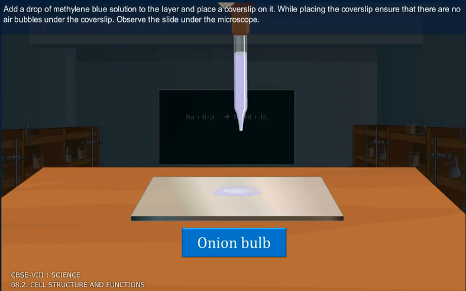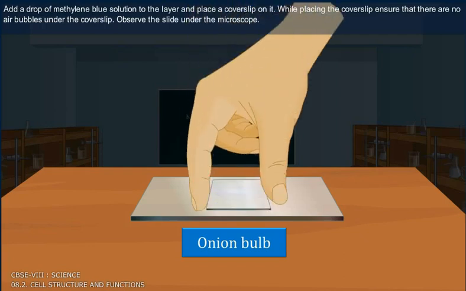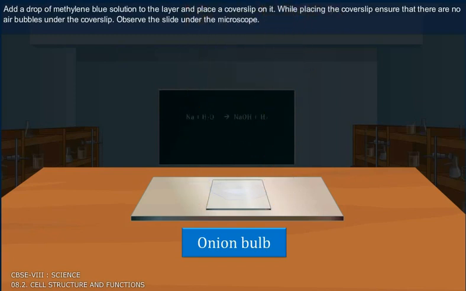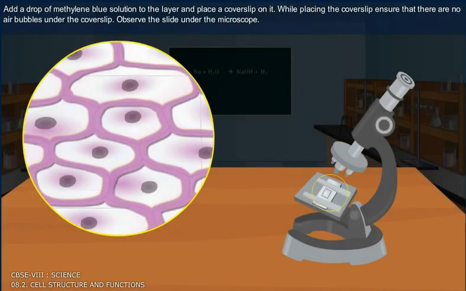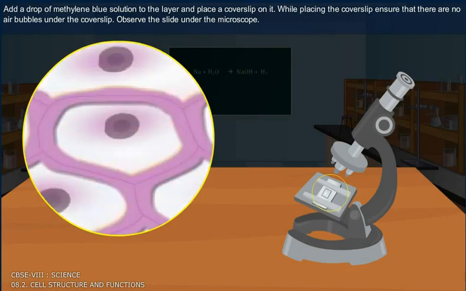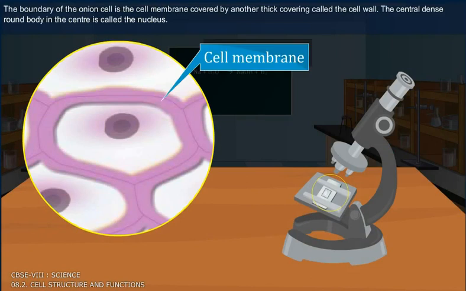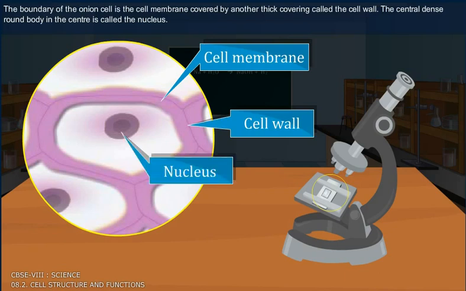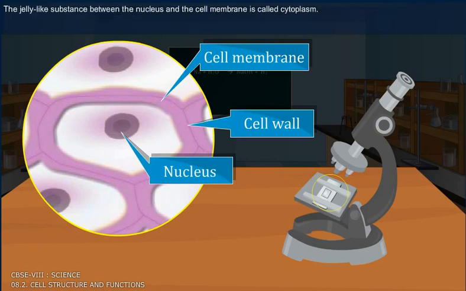The thin layer can be cut into smaller pieces with the help of a blade or forceps. Add a drop of methylene blue solution to the layer and place a cover slip on it. While placing the cover slip, ensure that there are no air bubbles under the cover slip. Observe the slide under the microscope. The boundary of the onion cell is the cell membrane, covered by another thick covering called the cell wall. The central dense round body in the center is called the nucleus. The jelly-like substance between the nucleus and the cell membrane is called cytoplasm.